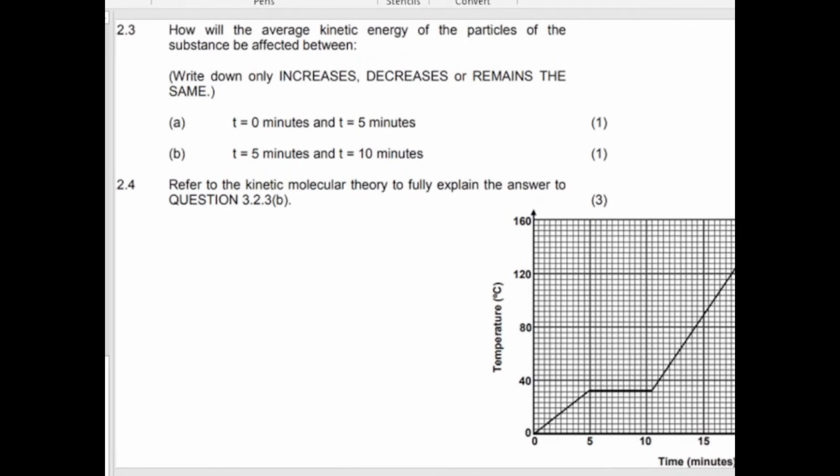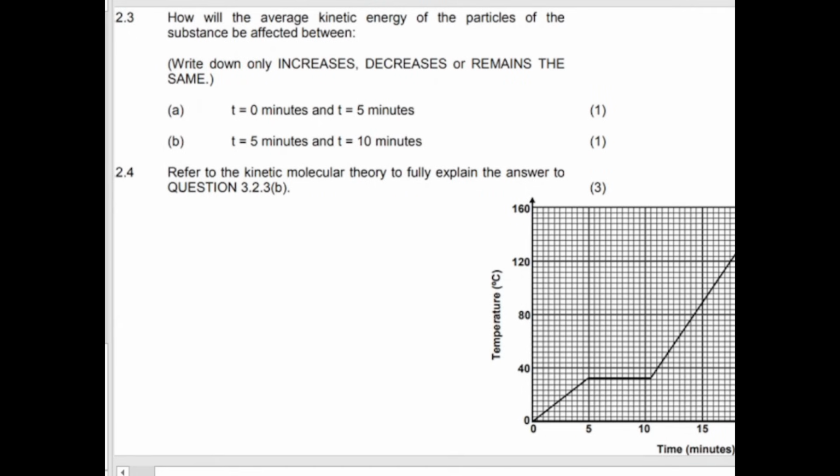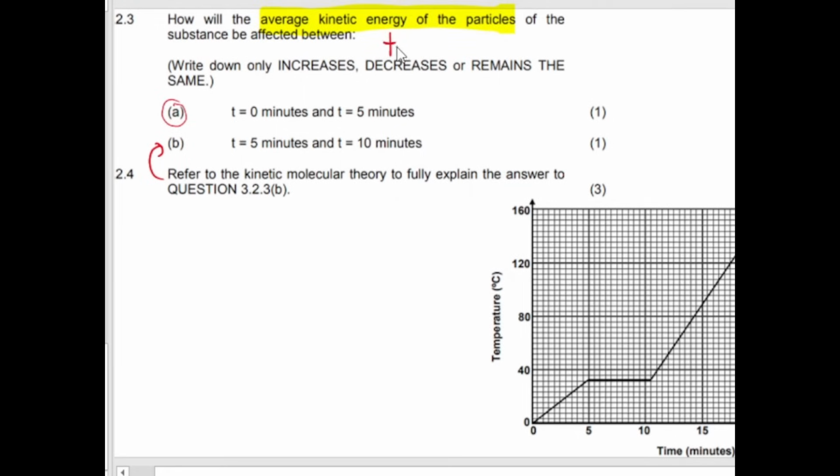Right, over here I've zoomed in a little bit, so the graph is still there, but they want to know how the average kinetic energy of the particles of the substance will be affected between. And do you see how the instruction says here, write down only increase, decrease, or remains the same. So it's nice, we don't have to explain, but for the sake of this question, I will explain A, because they do ask me to explain B in the next question. Another thing, just remember that average kinetic energy of the particles is a reference to temperature. Always, always, always. So they're basically asking, how will the temperature of the substance be affected?